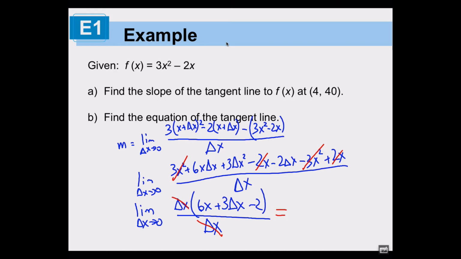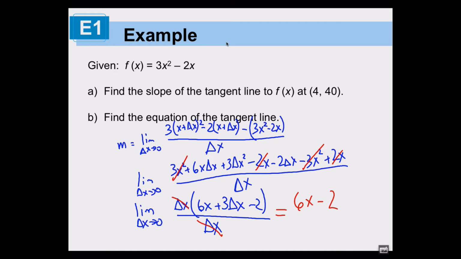Okay, what's the limit? Nope. As delta x goes to 0, what's going to happen to that middle term? Goes to 0. What happens to the 6x? Nothing. What happens to the negative 2? Nothing.